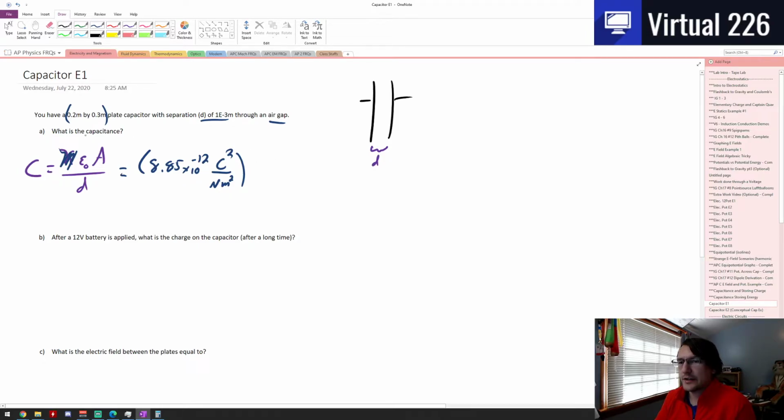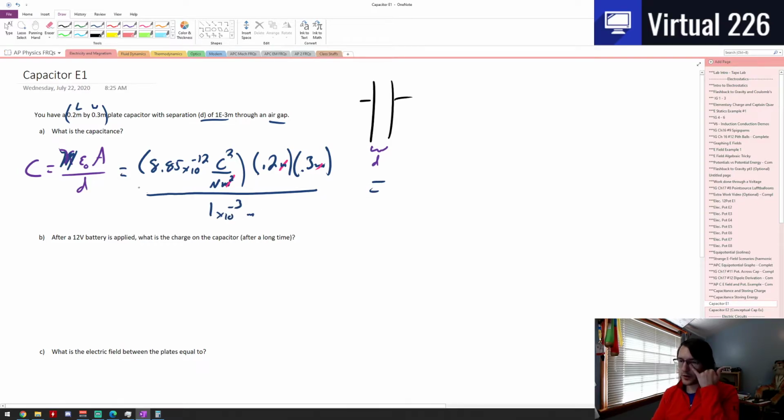The cross-sectional area here is the length multiplied by the width of the overlapping plates. So that's going to be 0.2 meters times 0.3 meters. That gives us a meter squared, which is very nice for us. And then we just need to divide this by the gap distance here, which is 1 times 10 to the minus 3 meters.